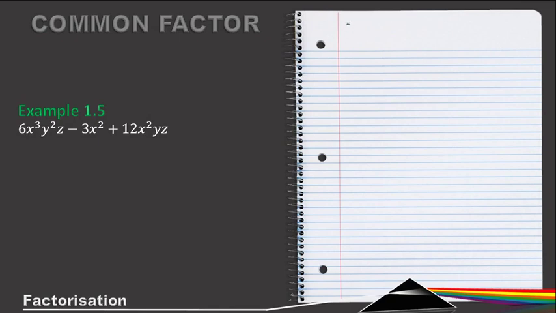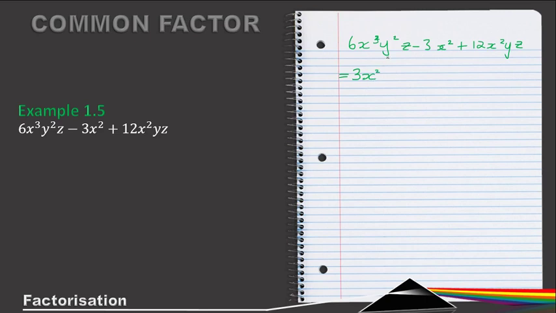So for example 1.5, we have 6x cubed y squared z minus 3x squared plus 12x squared yz. All right. Now, between 6, 3, and 12, my highest common factor is 3. So I take out 3. Then between the x's, all 3 of these terms actually contain an x squared. Oh, sorry, no, this one was an x to the power 3. So all of them can give me at most x to the power of 2. So that's the highest one I can take out there.